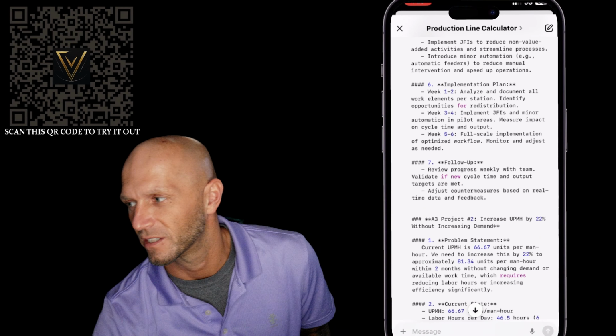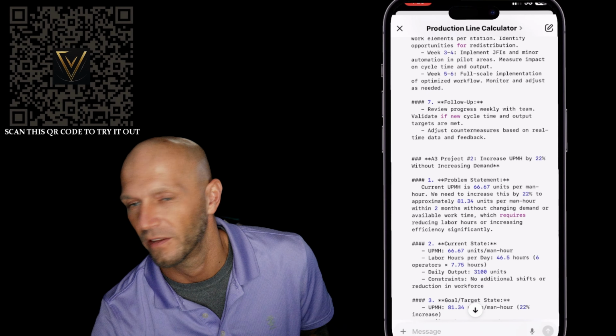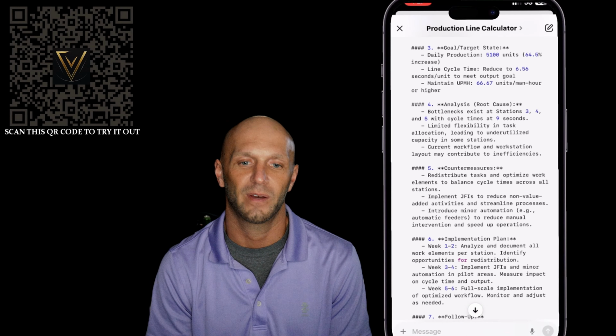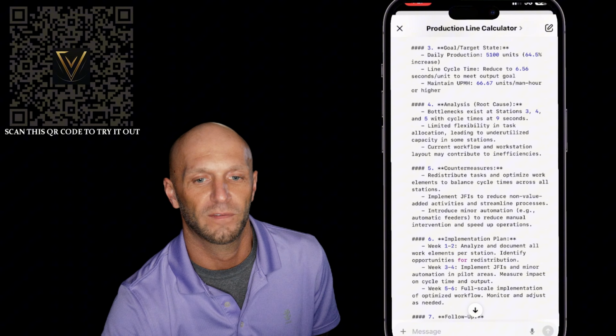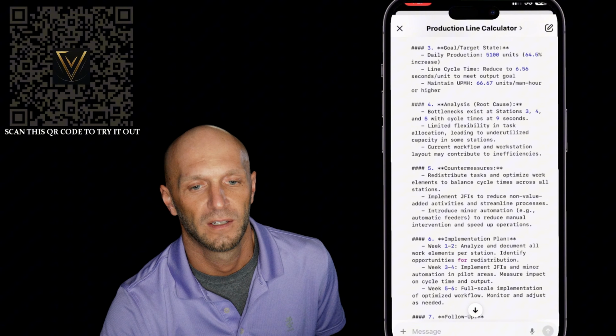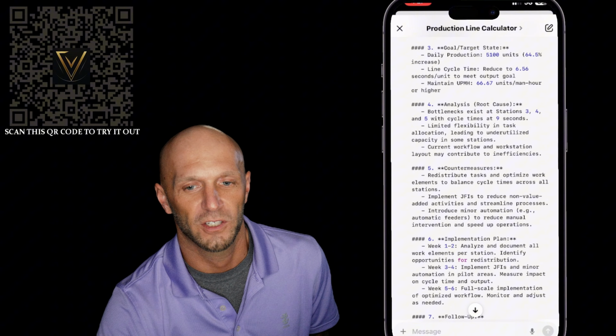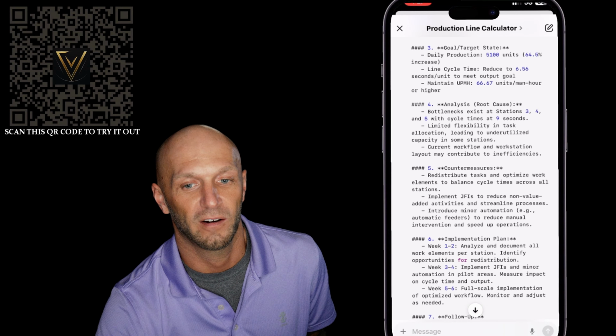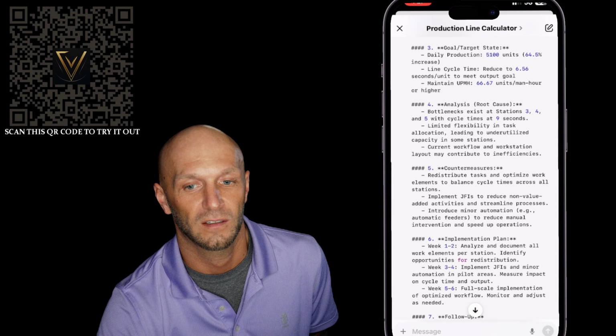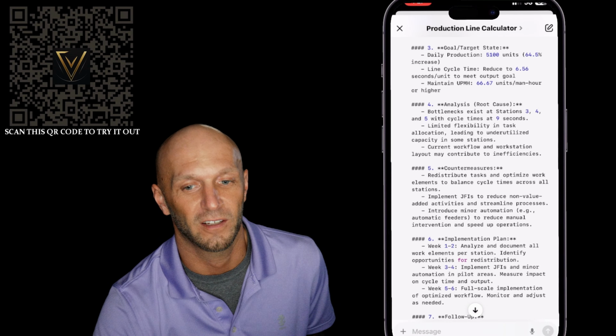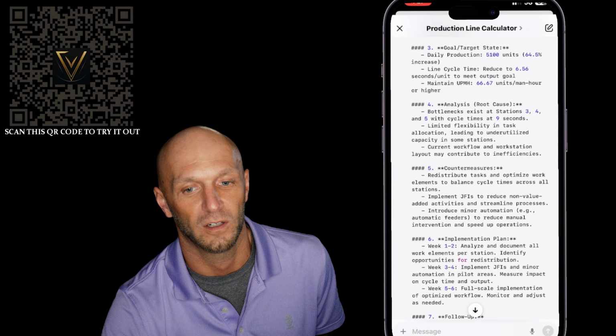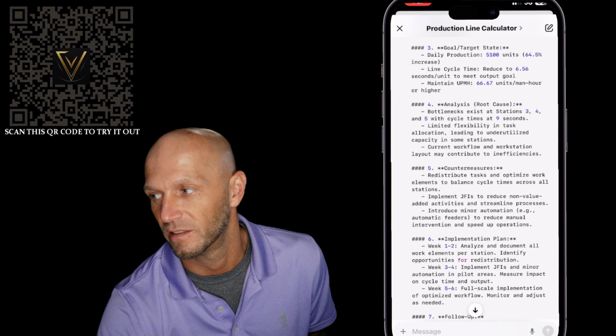And then it even gives us an implementation plan based on that 2-month period. Week 1 and 2, analyze and document all work elements per station. Identify opportunities for redistribution. Week 3 and 4, implement JFIs and minor automation in pilot areas. Measure impact on cycle time and output. Week 5 and 6, full-scale implementation of optimized workflow. Monitor and adjust as needed. Let's continue.